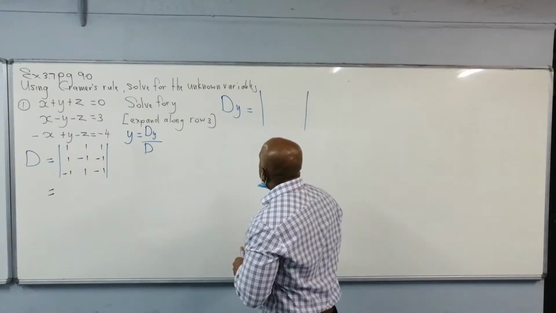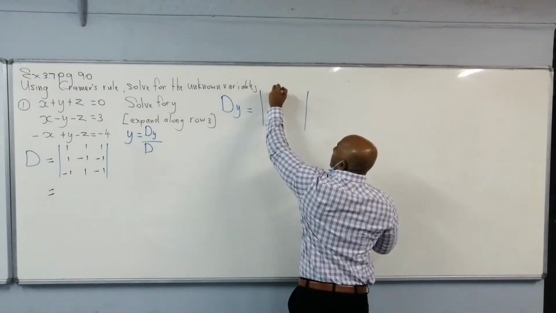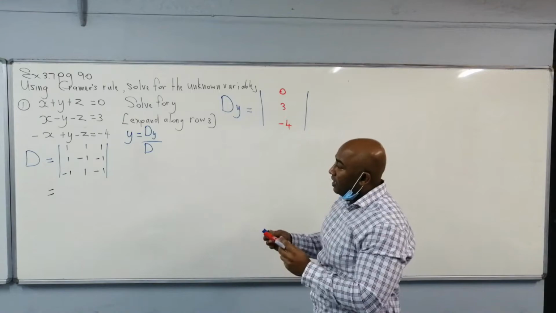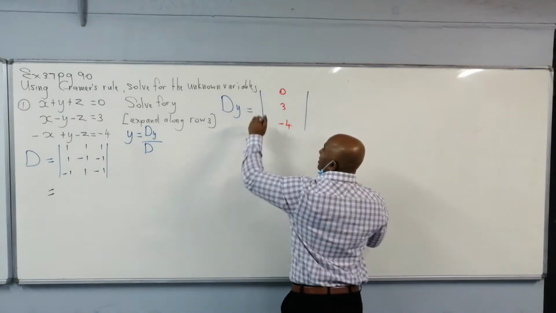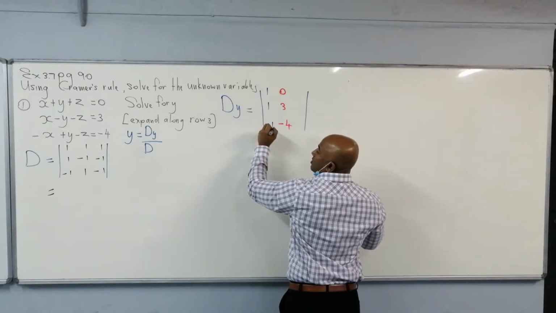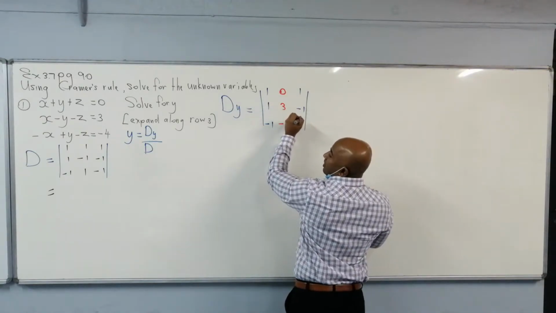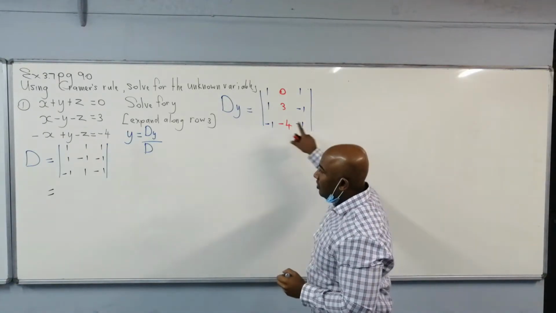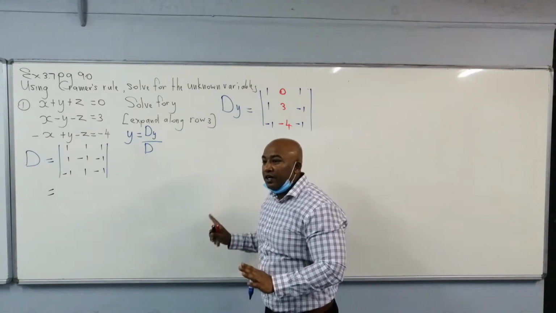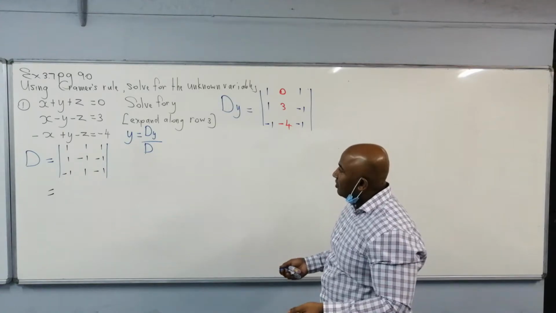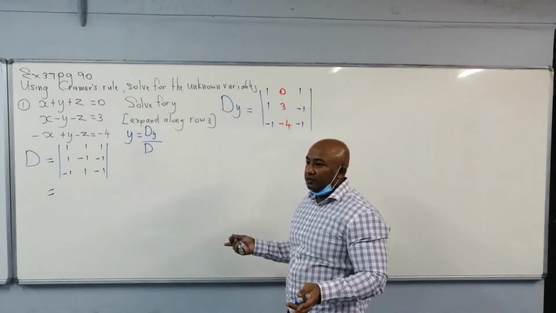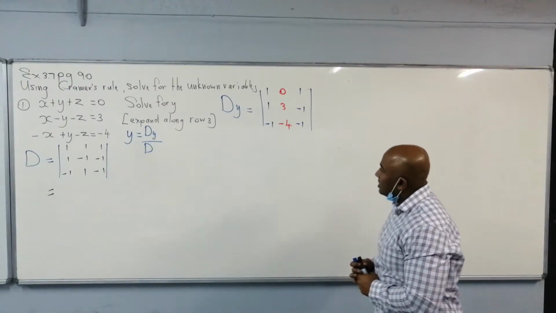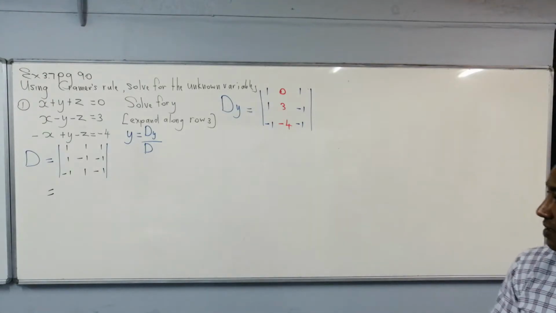So what am I doing? Replacing the y column with 0, 3, and minus 4. The x column and the z column will not change. The x column is 1, 1, minus 1, and the z column is 1, minus 1, minus 1. And now, work it out only by expanding along row 3. No other way you're allowed to do it. In the exam, if you're given no instruction, then it's up to you what method you want to use. But here, it's clear. I'm going to give you just 2 minutes. You should be getting fast at it. So let's work out dy and d.